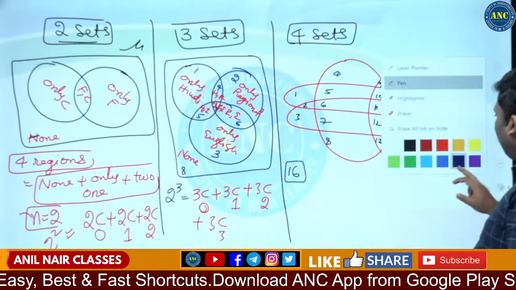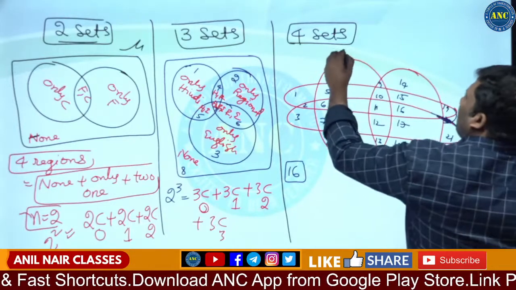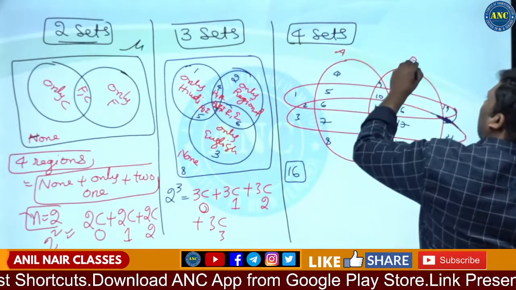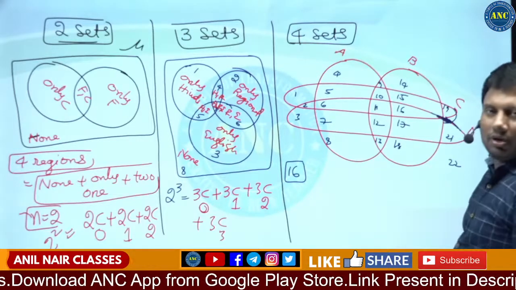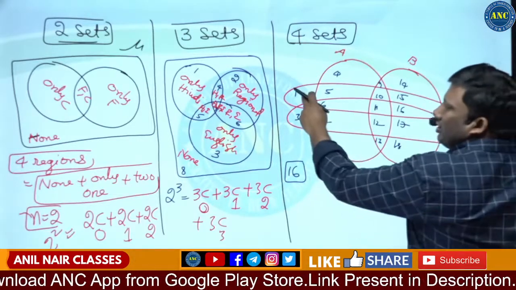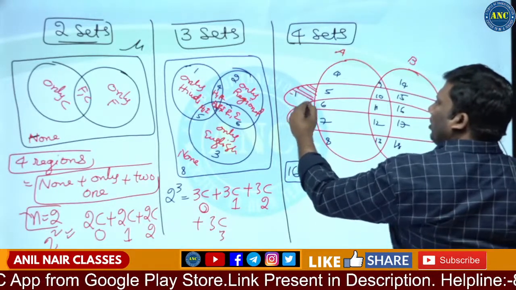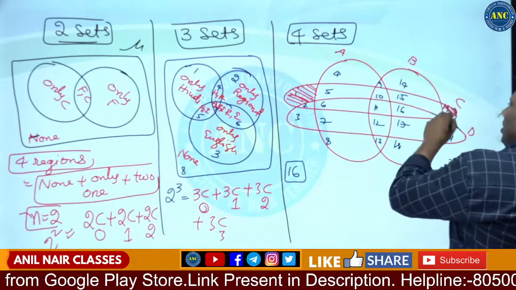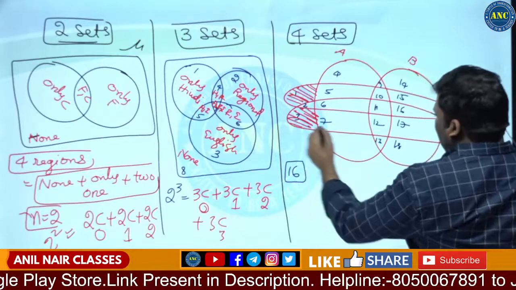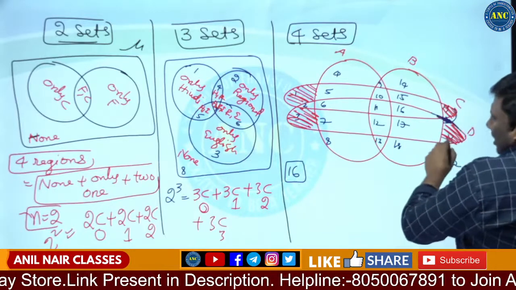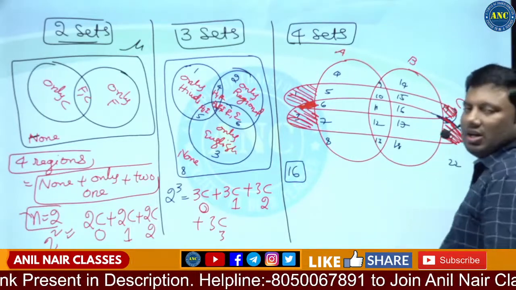Now listen very carefully. Suppose this is A, this is B, this is C, this is D. What is this region, sir? Only C. What is this region? Only D. What is this region? C and D.